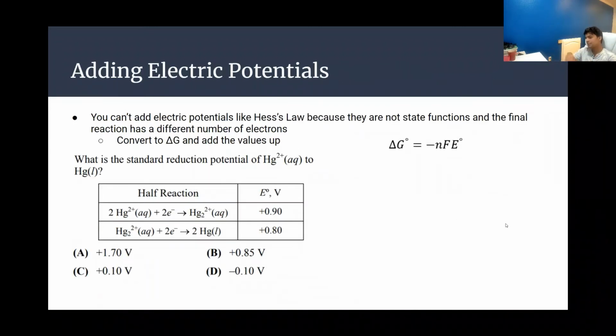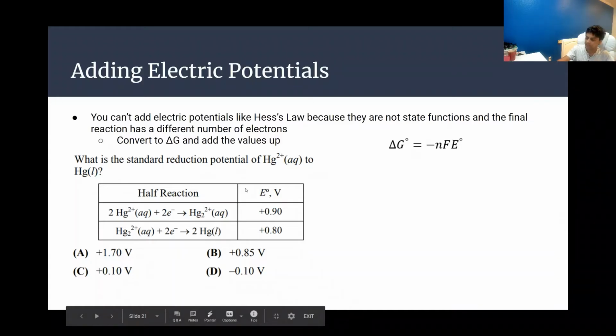Now, adding electric potentials is a really big trap on the USNCO, but I'm going to teach you how to avoid it. You cannot add electric potentials like Hess's law, because they're not state functions, and the final reaction has a different number of electrons. Here's what I mean. You first want to convert these E naught values to delta G.